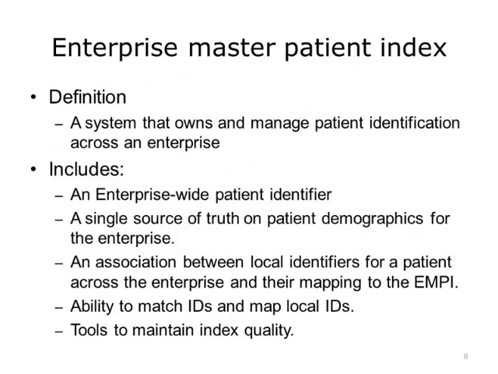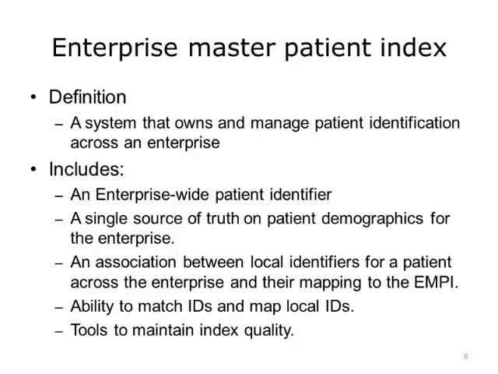An Enterprise Master Patient Index, or EMPI, is a system that owns and manages patient identification across an enterprise. It generates and maintains an enterprise-wide unique identifier for a patient. It serves as the single source of truth on patient demographics for the enterprise. It maintains the association between all the identifiers for a patient that exist across the enterprise so that patients can be matched and records linked. It provides tools to allow EMPI quality analysts to maintain the quality of the index by resolving potential duplicate records and other quality issues.